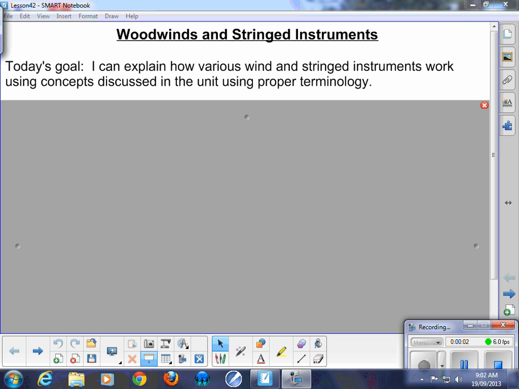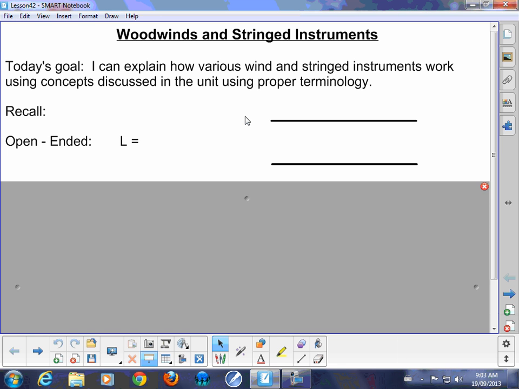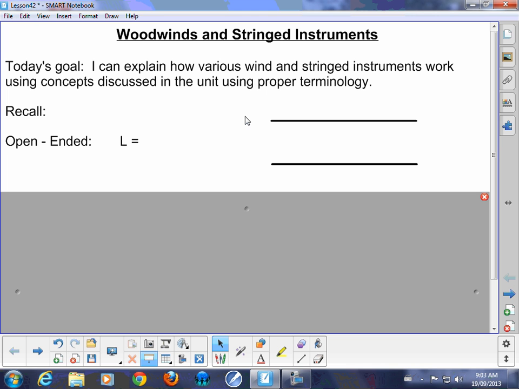All right, welcome to our final topic in the grade 11 course. We're looking at woodwinds and stringed instruments, and we're going to go through and just talk about some of the general properties and mechanics on how they work. So what's the goal? I can explain how various wind and stringed instruments work using concepts discussed in the unit using proper terminology. So as we go through here, let's start with our open-ended instrument.